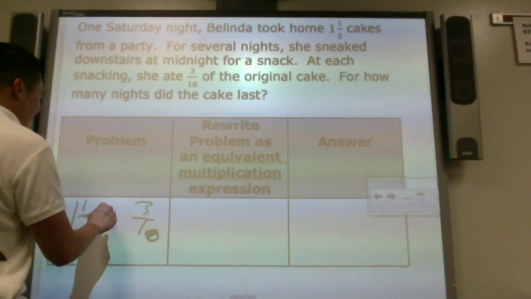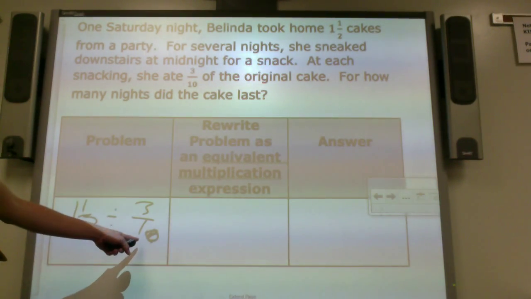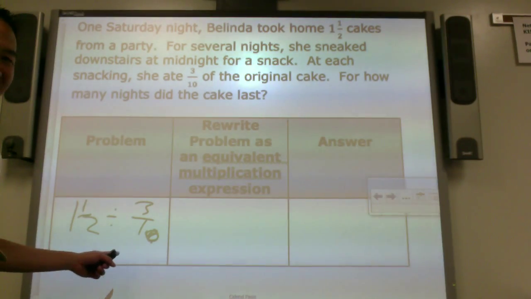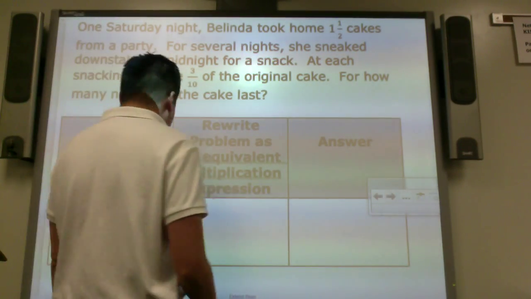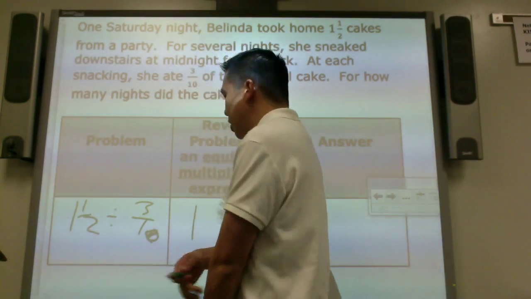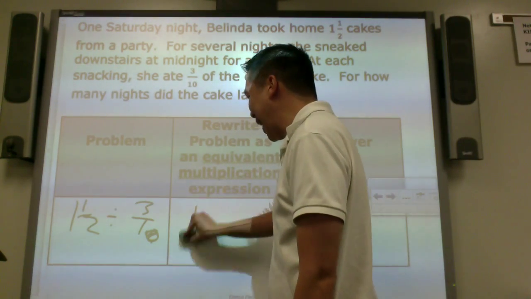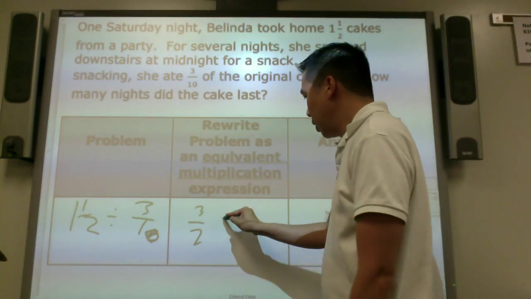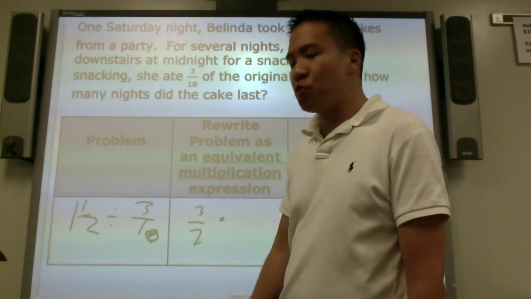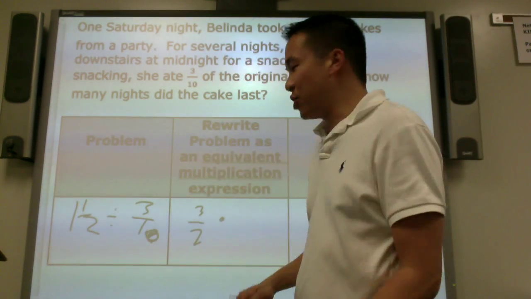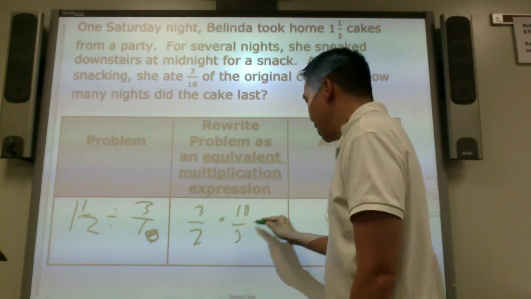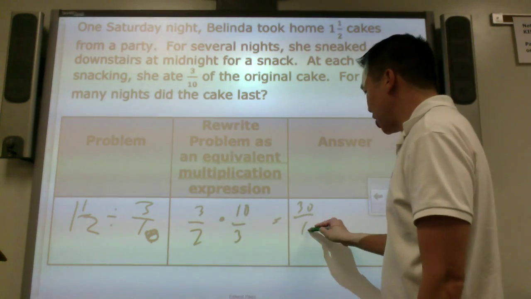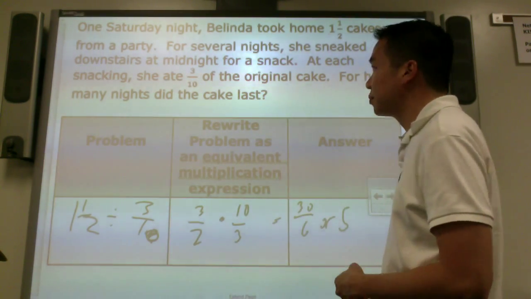So, you have 3/10. How many groups of 3/10 go into 1.5? So how many times can she eat? What's another way to rewrite 1.5? I'm going to rewrite it as 3 halves. I'm going to turn this into an equivalent multiplication expression. 3/10, take the reciprocal of it, you get 10/3. So if you multiply, you get 30/6 or 5 whole.